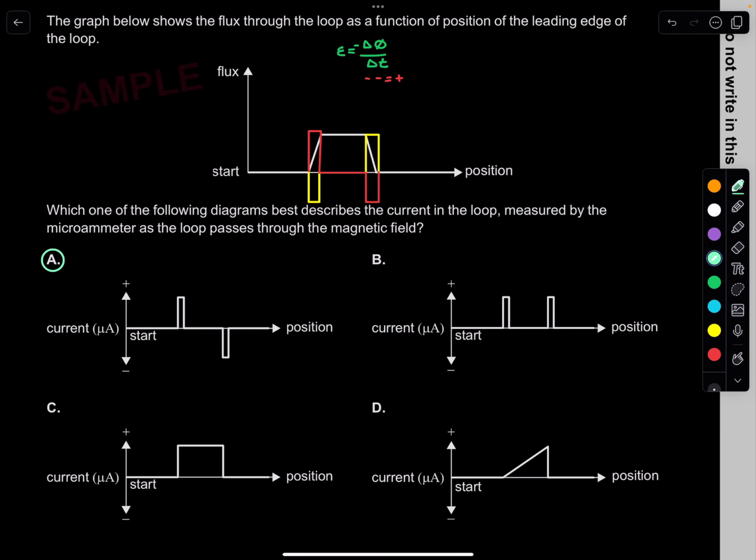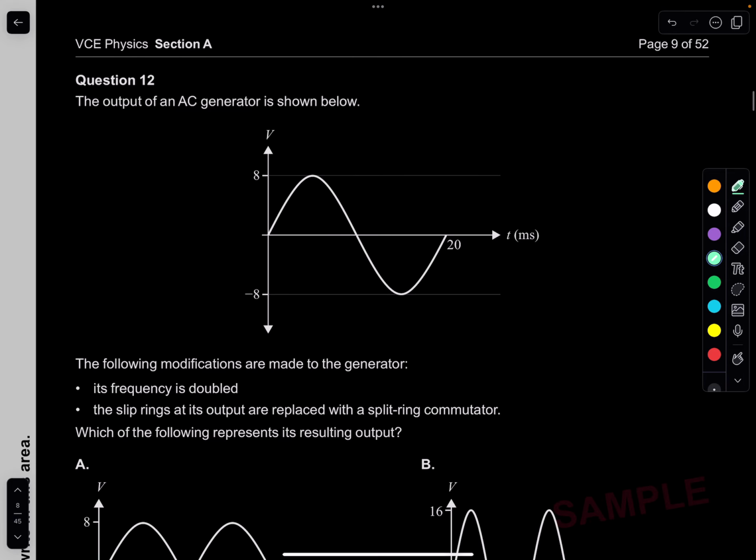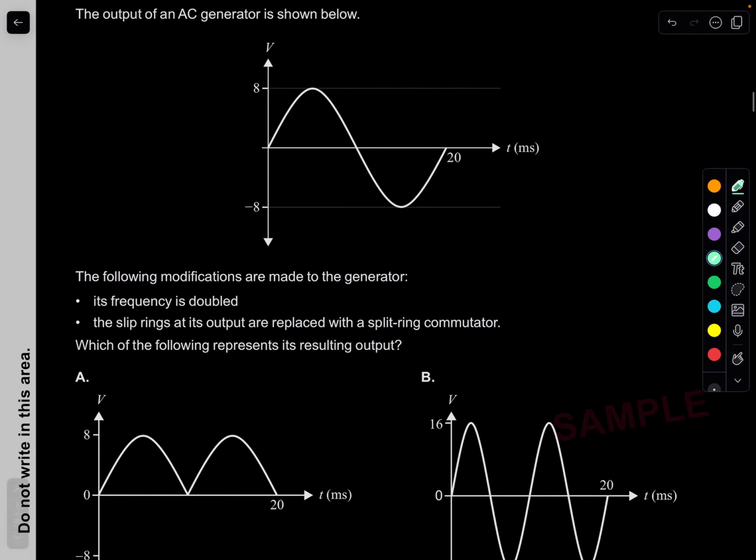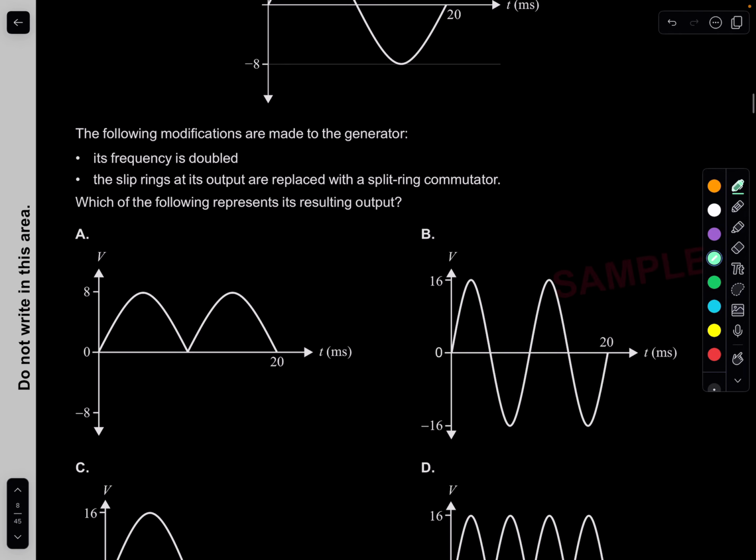Beautiful. Let's have a look at question 12. The output of an AC generator is shown below. The following modifications are made to the generator. Its frequency is doubled and the slip rings at its output are replaced with a split ring commutator. Which of the following best results in the resulting output?